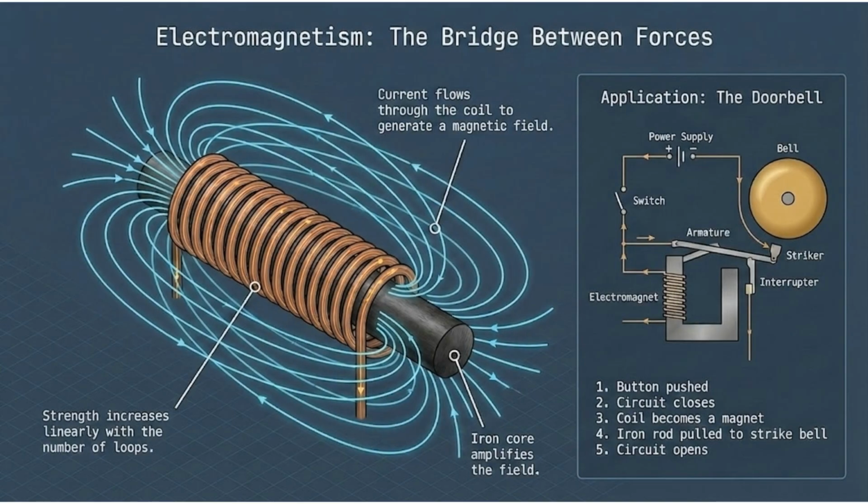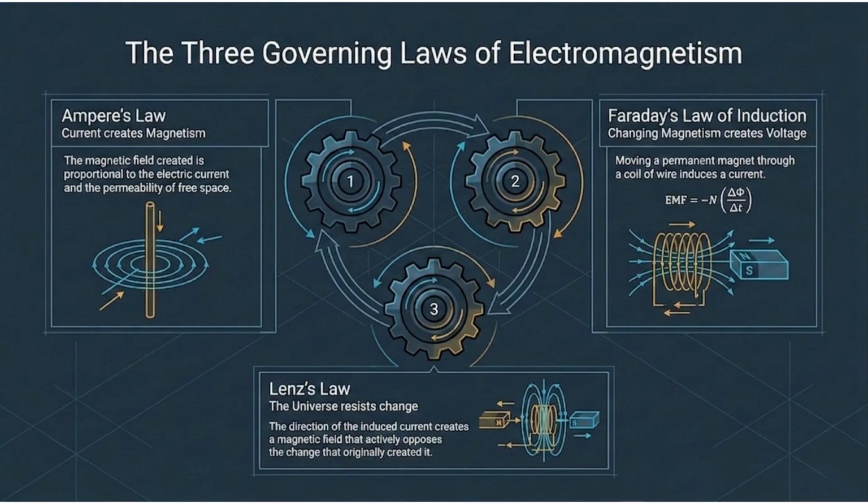Electromagnetism bridges forces by showing how electric current can generate a magnetic field, creating an electromagnet. This principle is applied in devices like a doorbell, where current through a coil pulls an iron rod to strike a bell. The three governing laws of electromagnetism are Ampere's law, where current creates a magnetic field; Faraday's law of induction, where changing magnetism creates voltage; and Lenz's law, which states that the universe resists change.